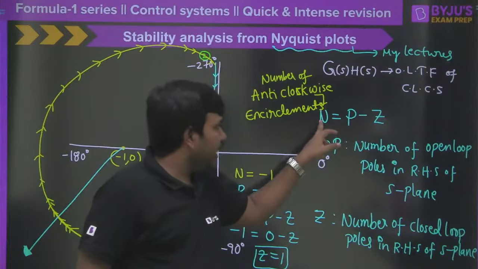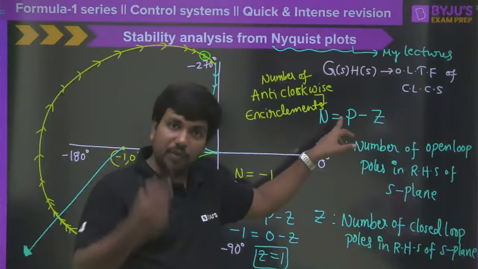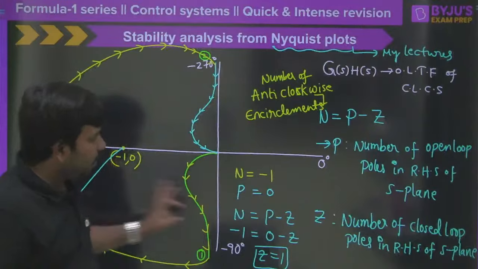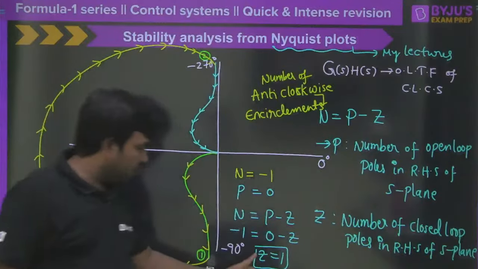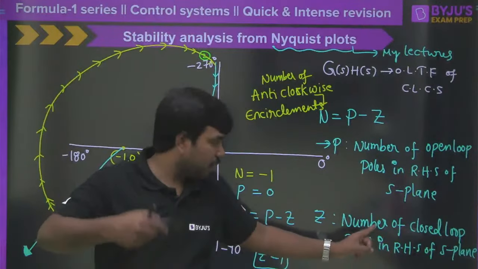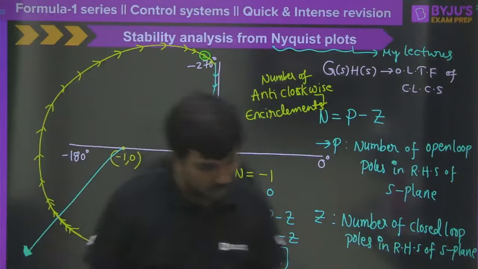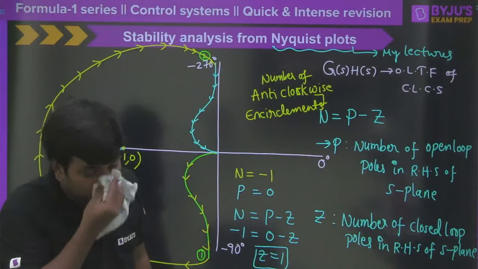Clear? N and P will be given in the exam, or you have to get N from the Nyquist plot. If you know these two things, you can find the value of Z. And if the Z value is known, then you will understand the number of closed loop poles in the right half of the S plane, and that gives the information about stability. Clear? I hope you understood this one.